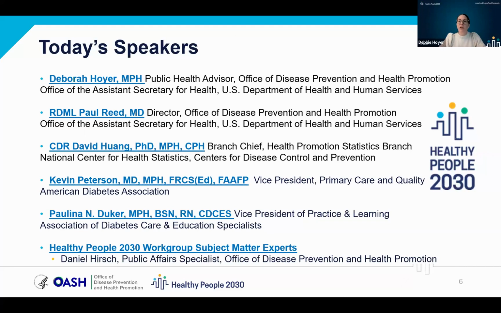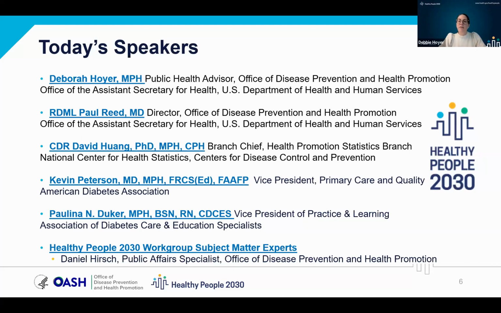We'll first hear from Rear Admiral Paul Reed, Director of the Office of Disease Prevention and Health Promotion, on the importance of the Healthy People 2030 objectives featured today. Following Rear Admiral Reed's presentation, we'll hear from Commander David Huang, who is the Branch Chief of the National Center for Health Statistics, Health Promotion Statistics Branch. Dr. Huang will provide details on current progress toward meeting objective targets for the 3 featured Healthy People 2030 objectives. He'll review differences observed across population groups and provide some key data takeaways.